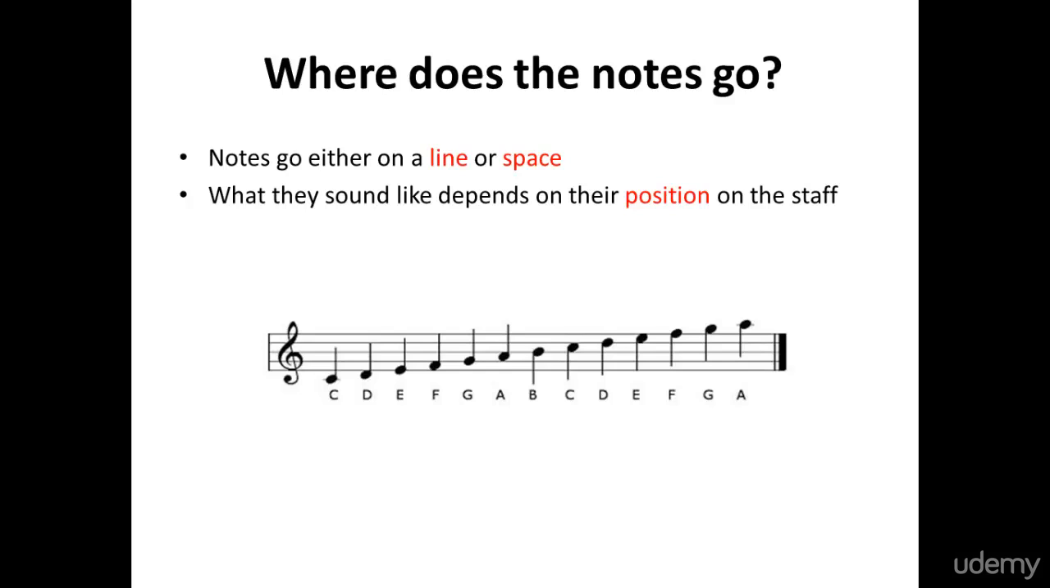So where do the notes go? Notes go either on a line or space, as I mentioned, and what they sound like depends on their position on the staff. As you can see in the example in front of you, there are a lot of locations for the notes. You can put a note below the staff, under the staff, or in any other line or space.